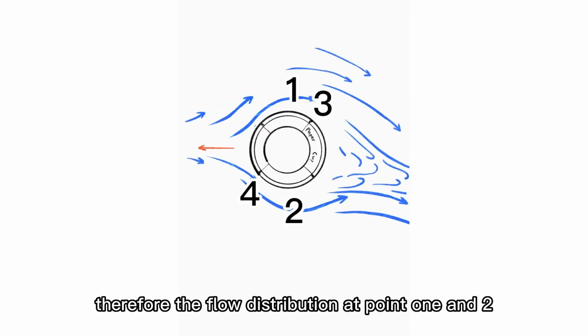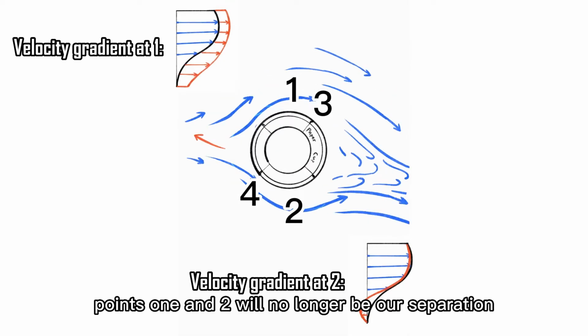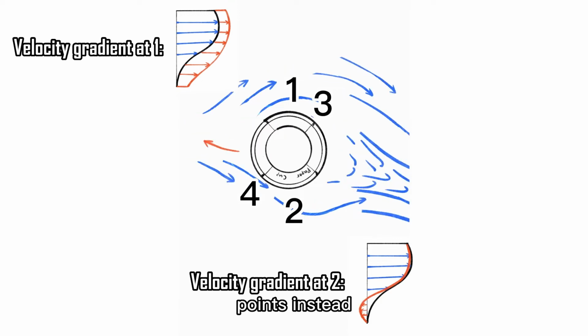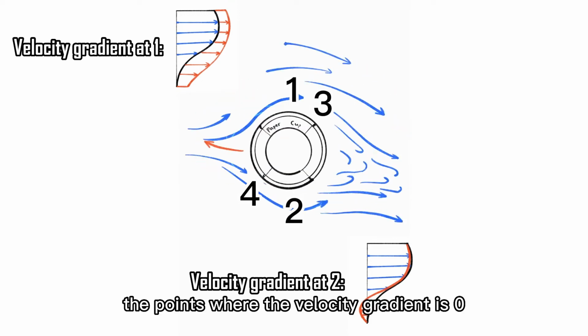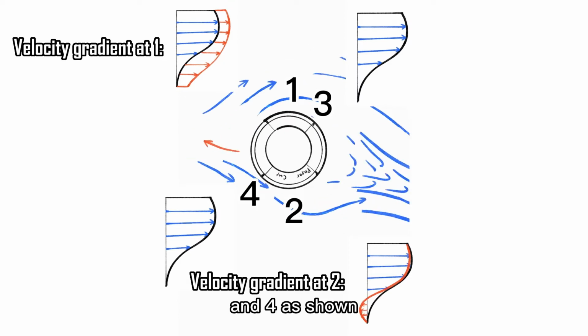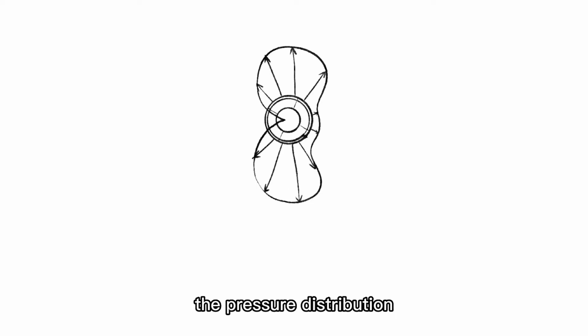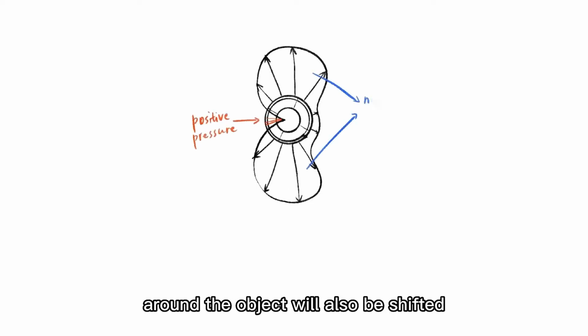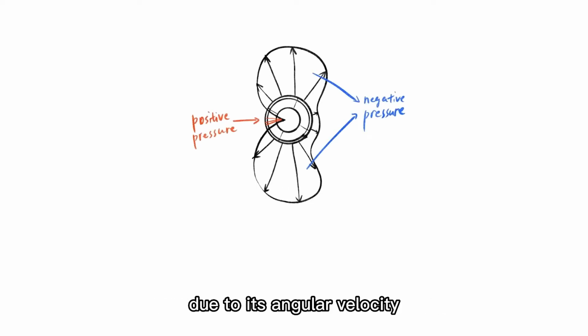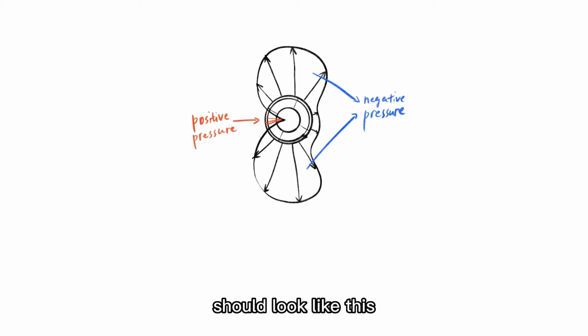Therefore, the flow distribution at points 1 and 2 will look like this and shows that points 1 and 2 will no longer be our separation points. Instead, the points where the velocity gradient is 0 will be at points 3 and 4, as shown. Because of this shift in separation points, the pressure distribution around the object will also be shifted due to its angular velocity. Without rotation, the pressure distribution of the object should look like this.